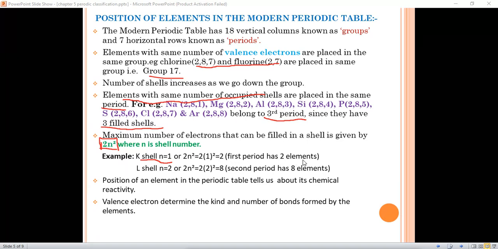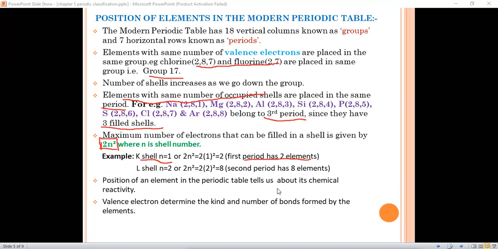First period has 2 elements. According to that, we can say the first period contains how many elements? 2 elements. In the L shell, n is equal to 2. So we'll use the same formula again, 2 into 2 square, which is 8. Second period has how many elements? 8 elements. According to that, we can find for M and N also.